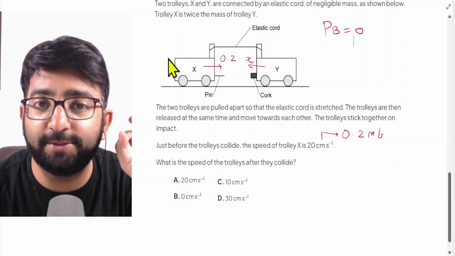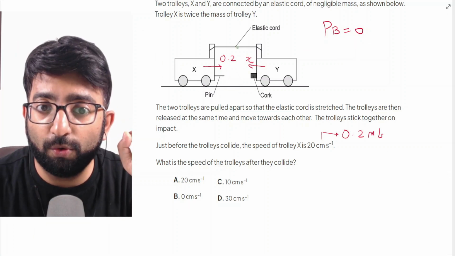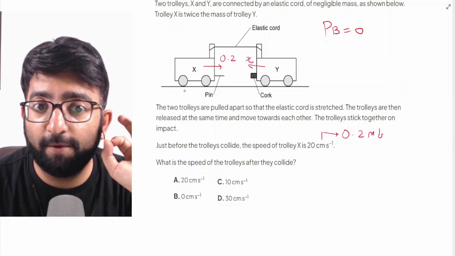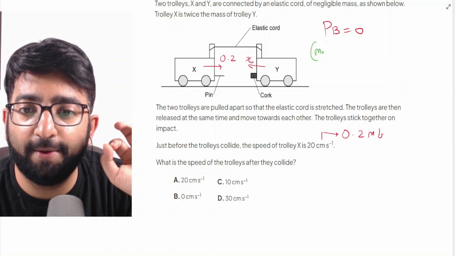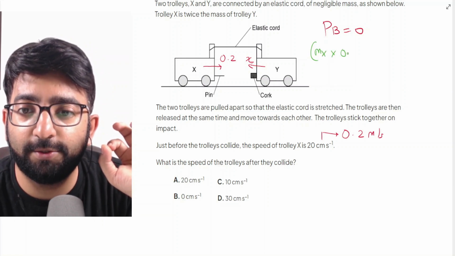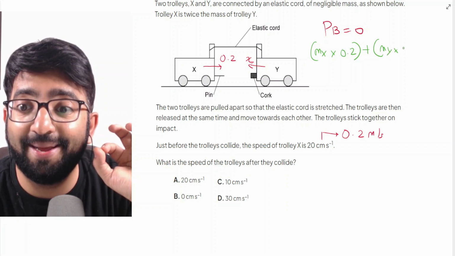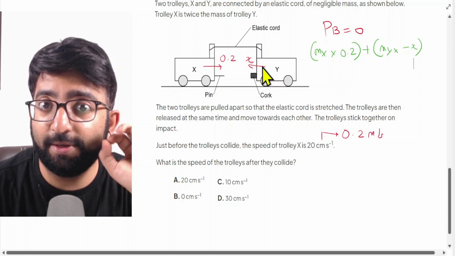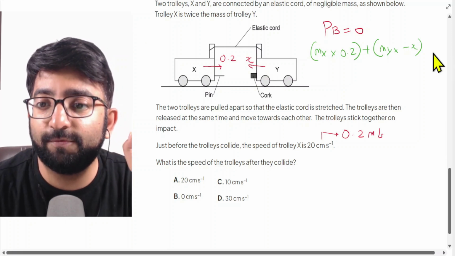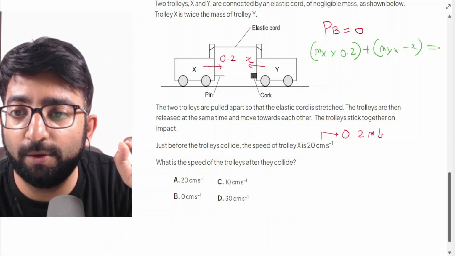So in this case, if x is moving to the right hand side with a speed of 0.2, let's write down the total momentum. Momentum is mass into velocity. So for x, the momentum will be mass of x multiplied by the velocity, which is 0.2, plus mass of y multiplied by negative x. Why are we taking negative x? Because the velocity is towards the left hand side. That is why we are taking the negative sign. And this entire momentum is equal to zero.